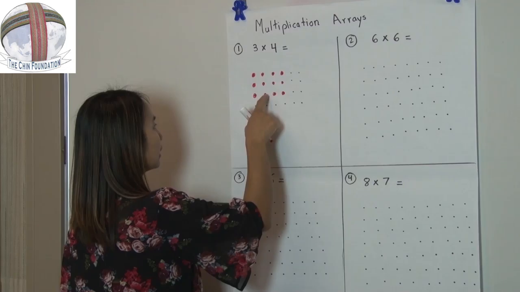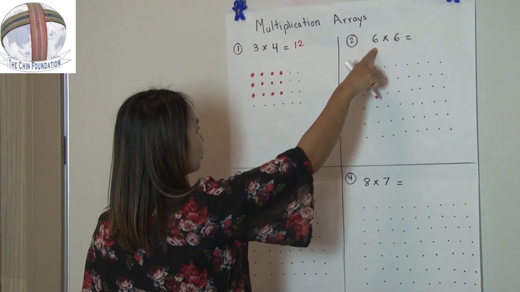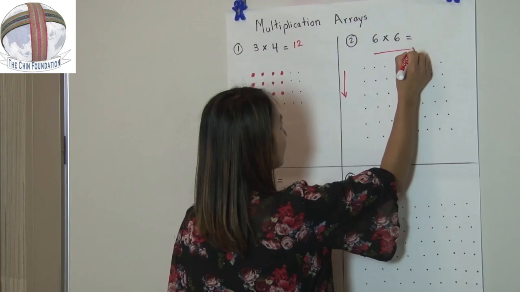I think this one is easier than the other one. Okay, 6 times 6. Remember this way and this way. Okay. Six.